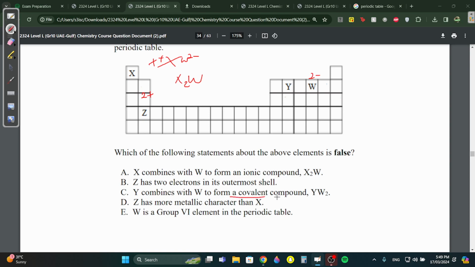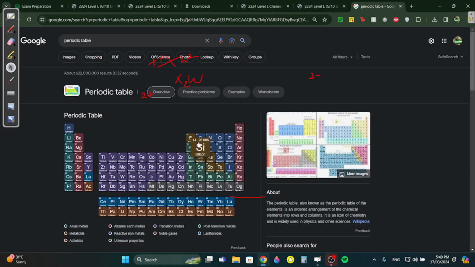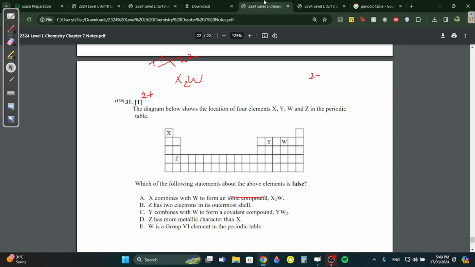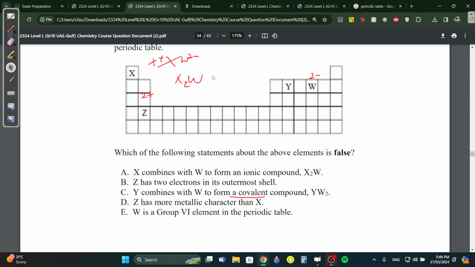Y combines with W to form a covalent compound YW2. Y is group 1, 2, 3, 4. I think Y is silicon, right? Hold up. It's correct. Okay, this I think came also. Y, SiY2. Yeah, Y was silicon. It's Si, and this came in the periodic table. It's in group 4.